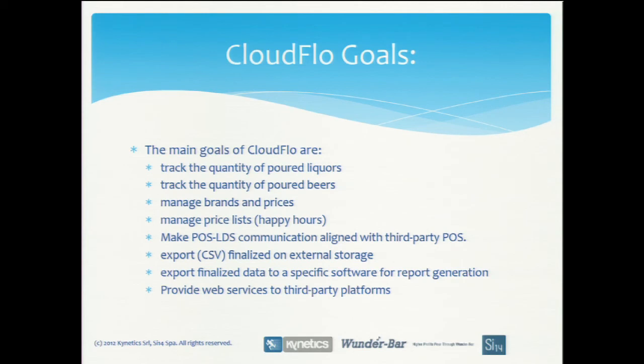There is standard communication with POS systems. I can export data in a very simple format on a USB drive, or to an application, or on the web.